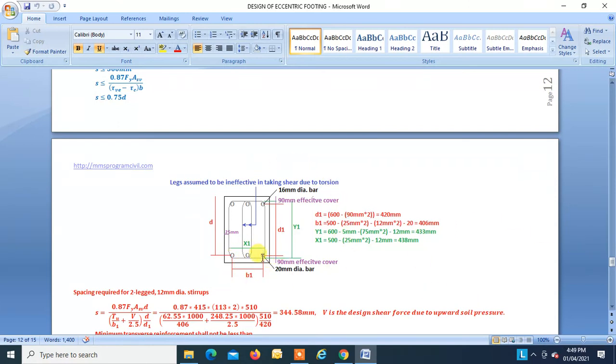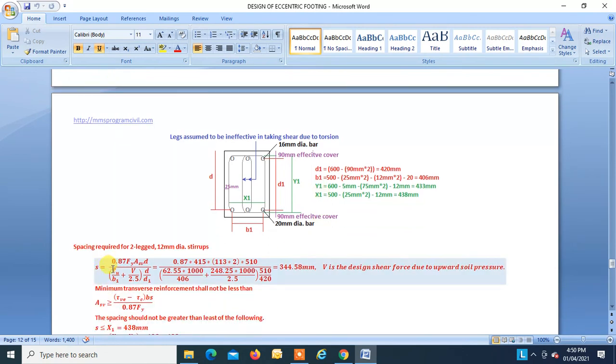At bottom, the largest bar diameter is 20 mm, and at top the largest bar diameter is 16 mm. These are the bars which we have provided at the corner. So this is how I have displayed the values of D1, B1, Y1, X1. Now this is the formula which we have seen above. For ASV, we are using two leg 12 mm dia bar stirrups, so ASV is the area of two legs of 12 mm dia bar, 113 into 2.